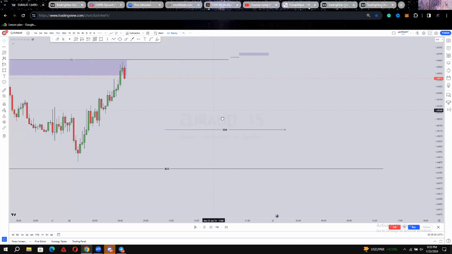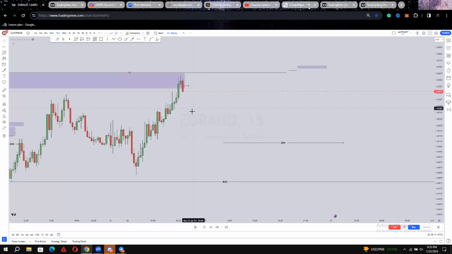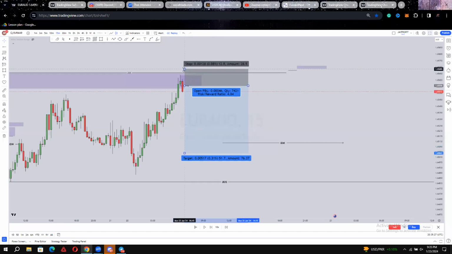Fine, we'll have an entry model right here. As you can see, price closed below this candlestick right here. As price closed below, now I can decide to sell the market straight from this angle here, and have my SL just above the high, right? Which is something like this. So let's see.